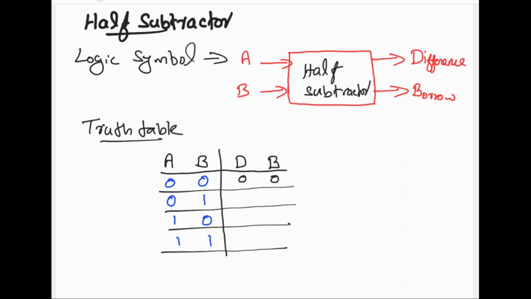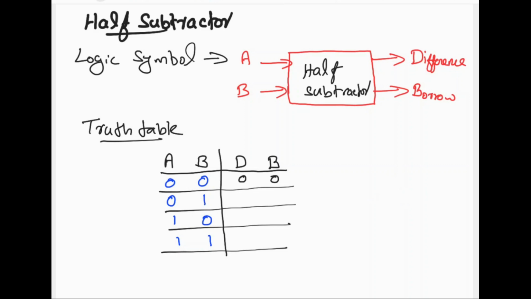number, previous bit position. For example, in decimal number system, 16 minus 8. What will we do? We will borrow this 1 and make this as 16. Then we will do 16 minus 8 is 8. So we borrow a bit from the next position. So similarly, if we subtract a smaller number from the larger number, we need a borrow.